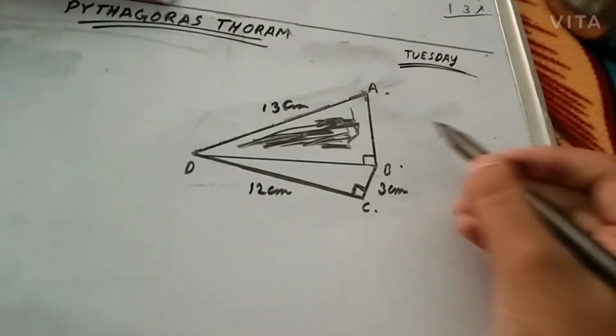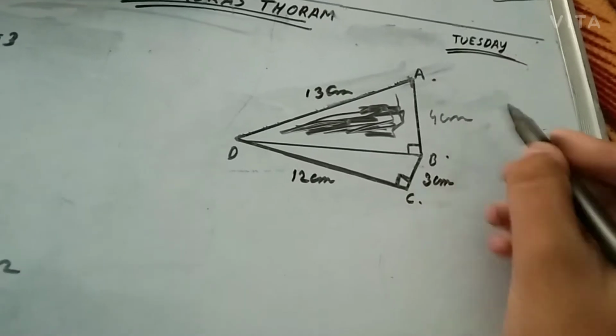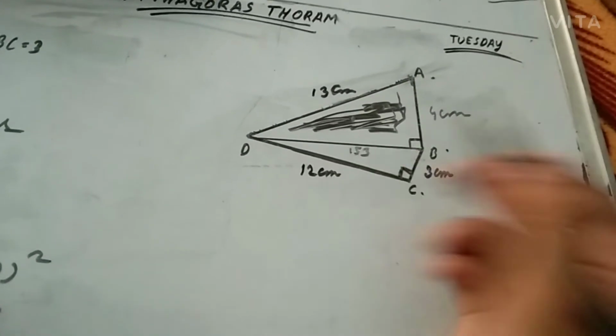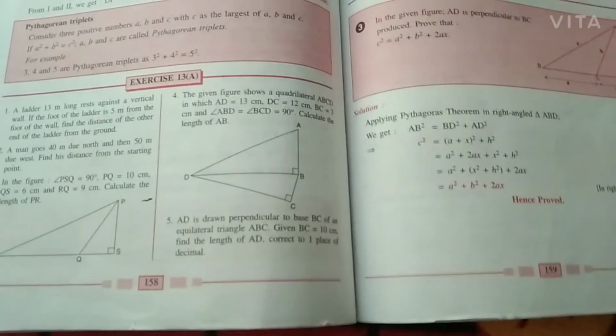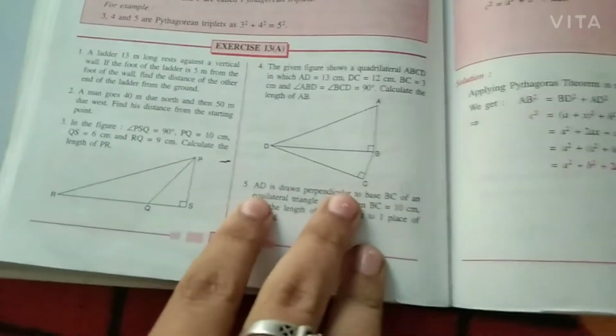So AB will be 4 centimeters. It will remain 153. Okay friends, let us move to our another question. So friends, our next question is, हमारा अगला क्वेश्चन है fifth.